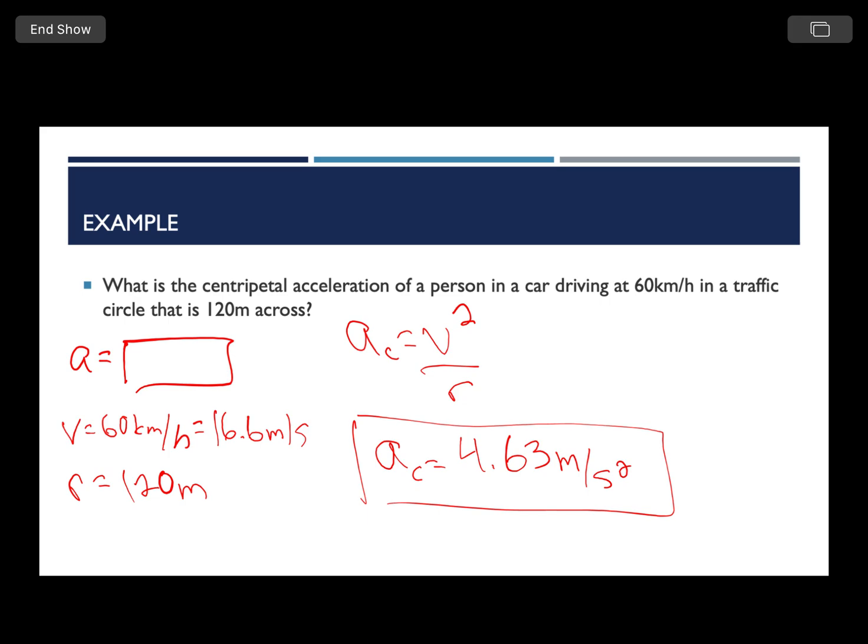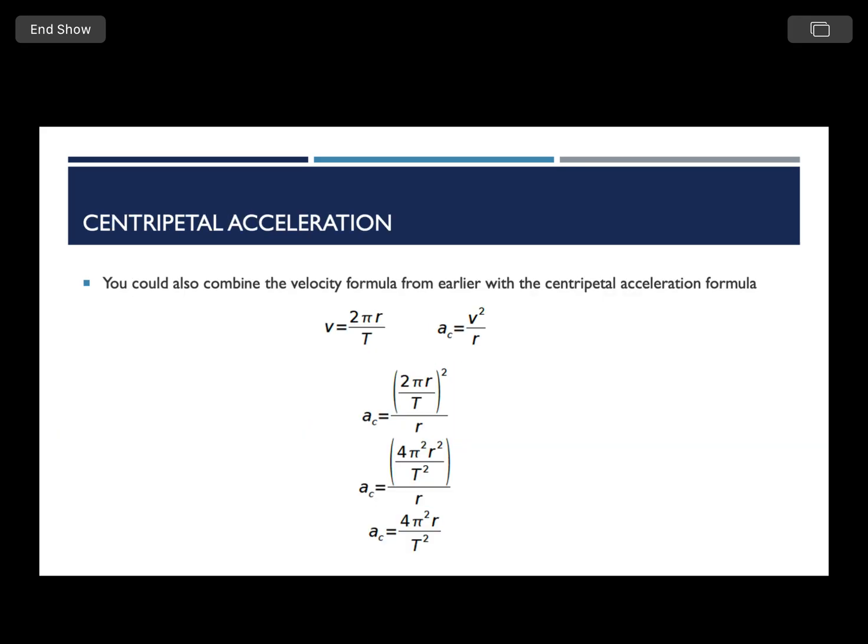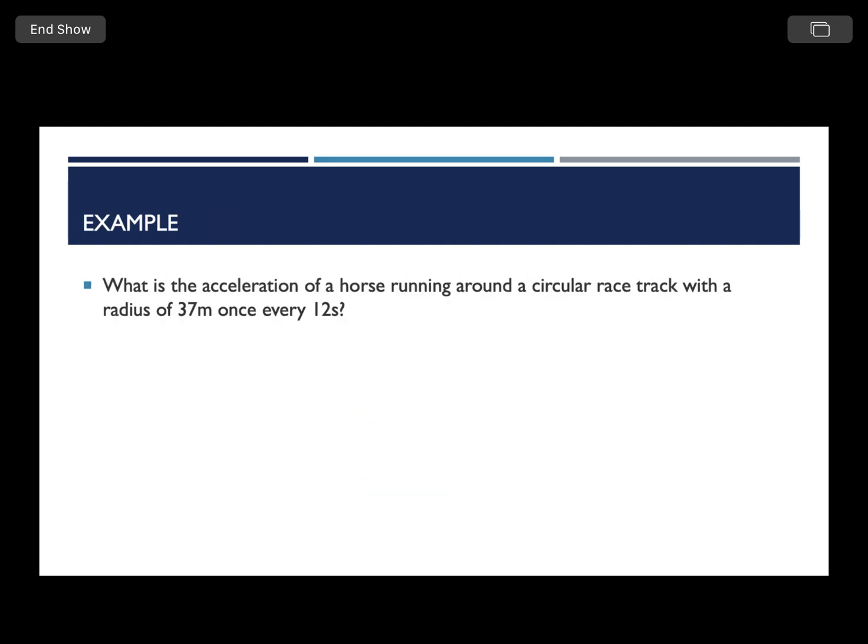Now, you can also combine the velocity formula from earlier with the centripetal acceleration formula to get an extra formula, something that might make it a little bit easier. All we did is we took our velocity formula, we substituted in for v, so we had to square it and then simplify some stuff, and we got this formula here, as you can see up above. So let's do a quick example using that one.